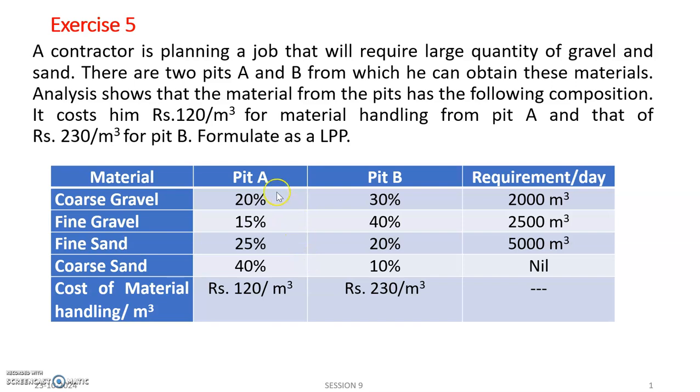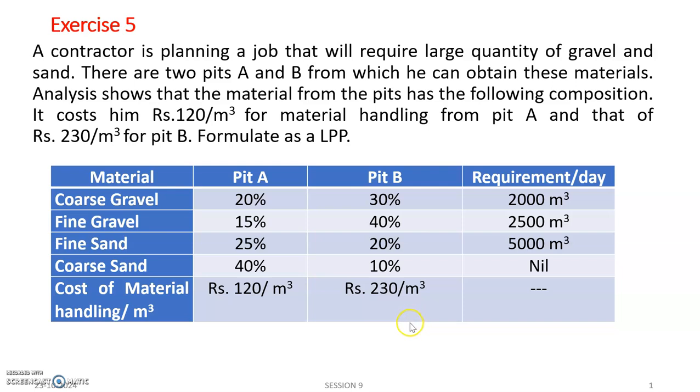Now we have two decision variables. Hope you have got it right. Decision variable x1 would be the number of cubic meters of soil to be excavated from pit A, and x2 will be the number of cubic meters of soil to be excavated from pit B. So these two are to be known to him. These two are the decision variables in the problem.